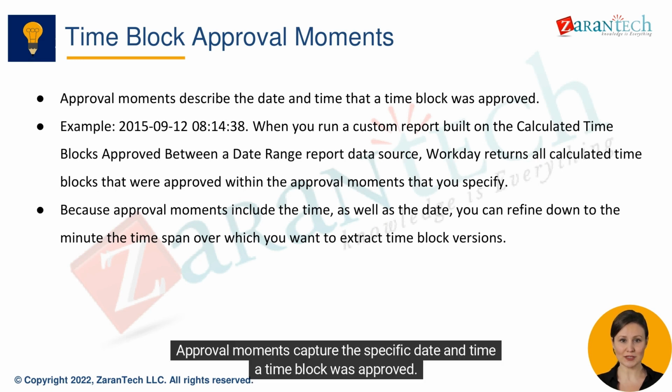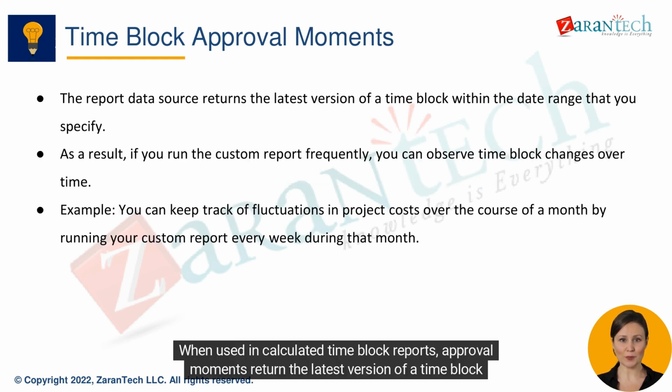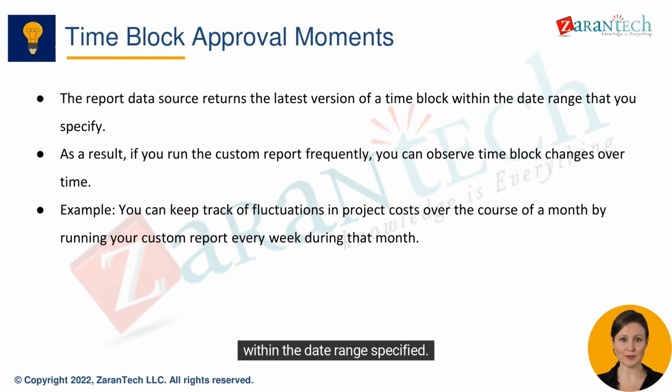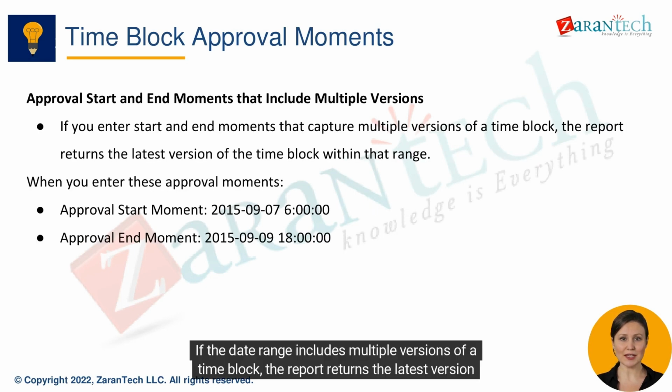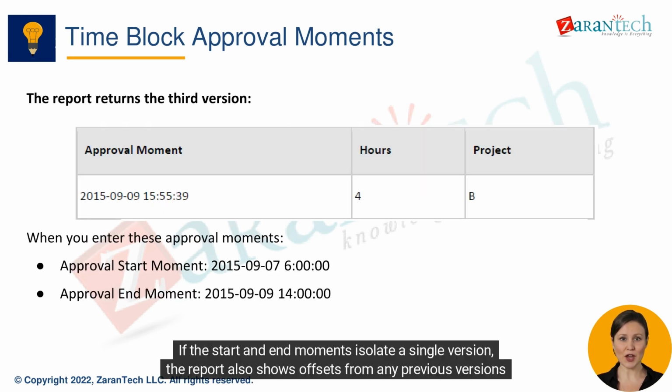Approval moments capture the specific date and time a time block was approved. When used in calculated time block reports, approval moments return the latest version of a time block within the date range specified. If the date range includes multiple versions of a time block, the report returns the latest version in that range. If the start and end moments isolate a single version, the report also shows offsets from any previous versions in that range.